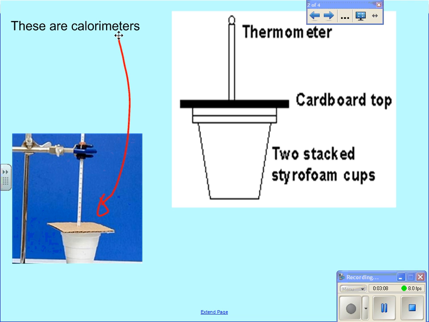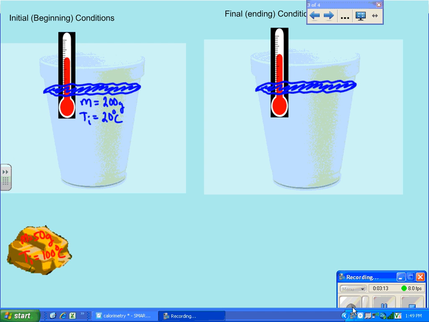So these are both pictures of calorimeters that we would use in the lab. A thermometer placed in a styrofoam cup here. You're going to see a styrofoam cup here then in the next slide.